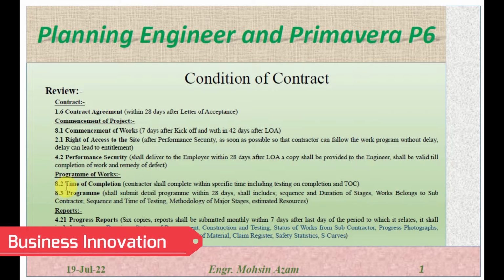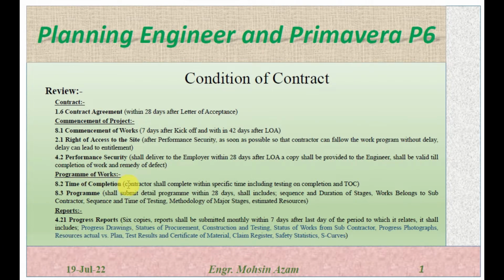Program of work. In program of work, we will discuss 8.2, time for completion. The contractor shall complete within a specific time, including testing on completion and the TOC. So the contractor should complete the project within the specified time, but the completion should include the testing on completion and the taking over certificate.